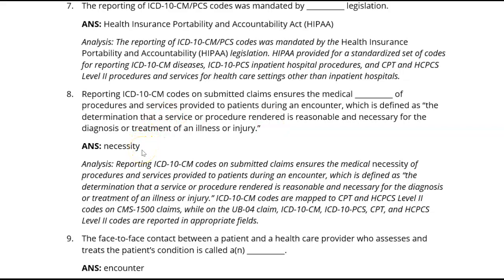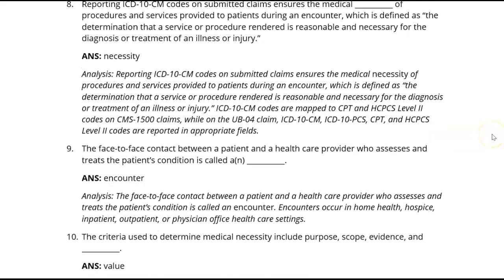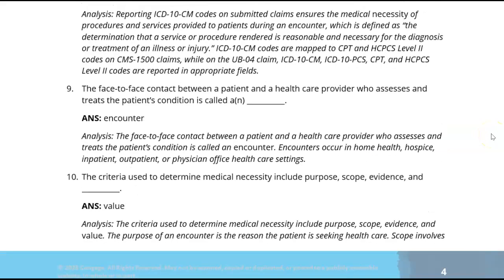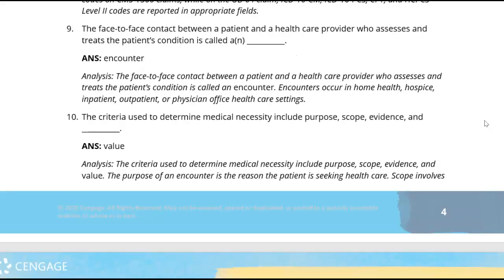8 is medical necessity. This is a really important definition to remember. It is one of your standards to know, so make sure you review that. Number 9, face-to-face encounter. This is face-to-face contact. This is called encounter. And 10 is value.